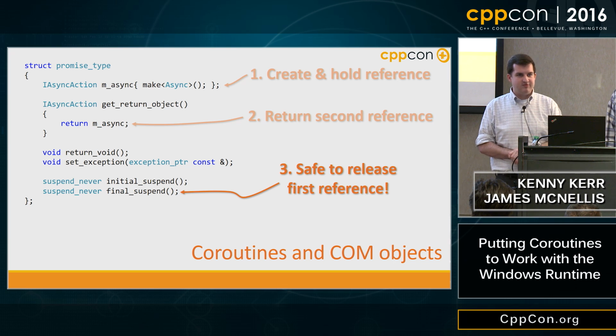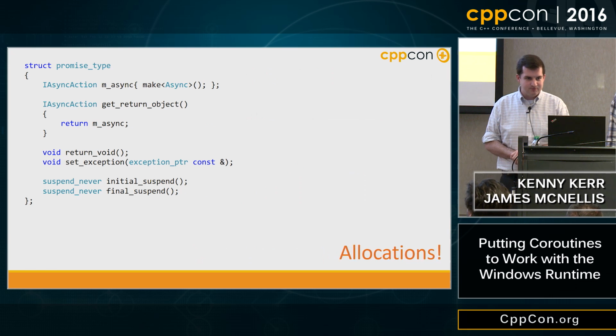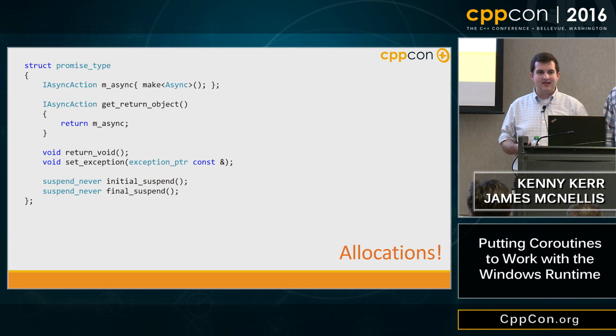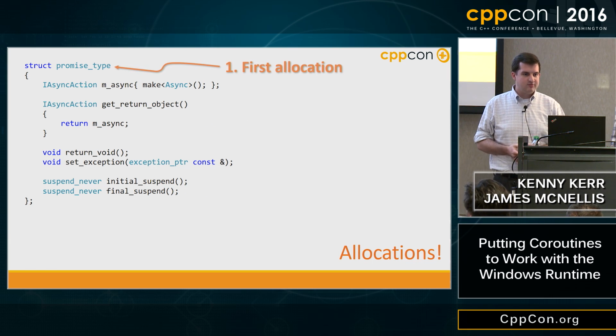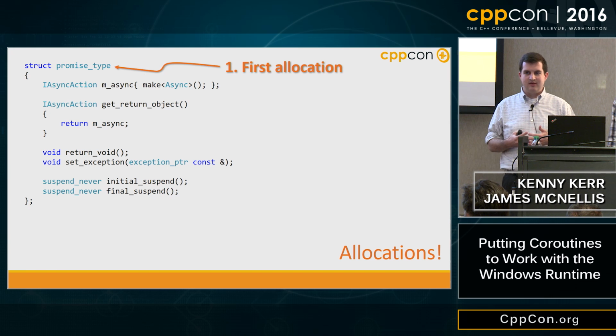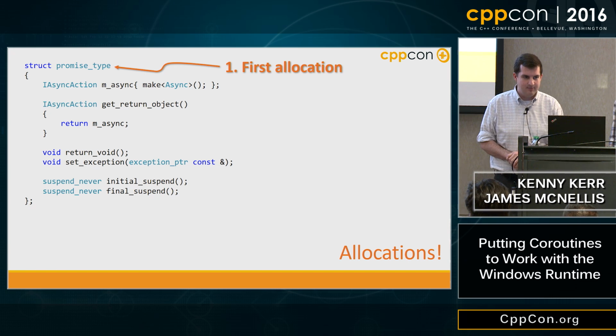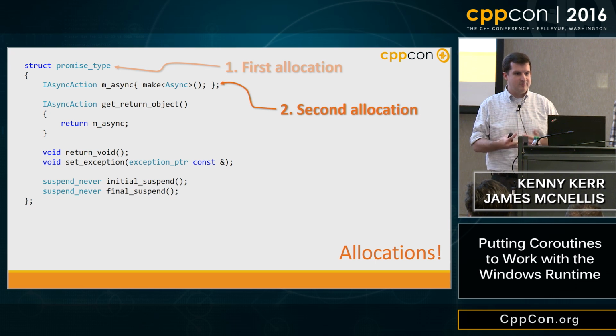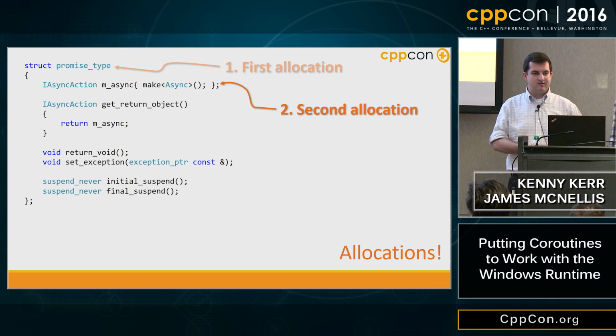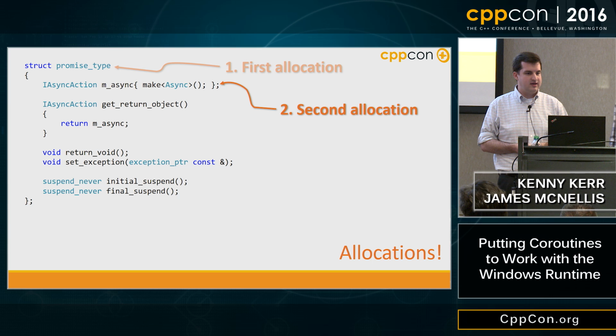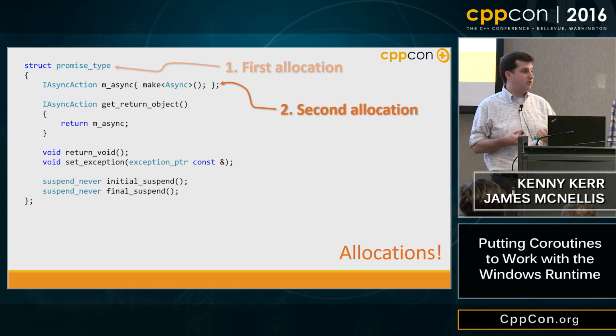There's one problem with this, and if you were in Gor's talk, then he talked about this. And that is that we need two allocations in order to do this. We have to allocate the promise as part of the coroutine frame, which is going to end up on the heap. And then we also have to call make_async, which is going to allocate an instance of the async object on the heap as well. So ideally we'd like to coalesce these into a single allocation and just allocate the async object as part of the promise.